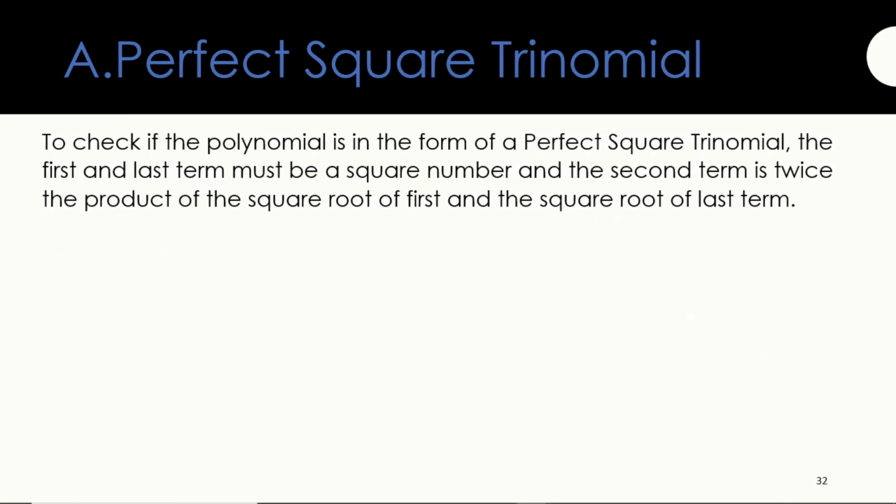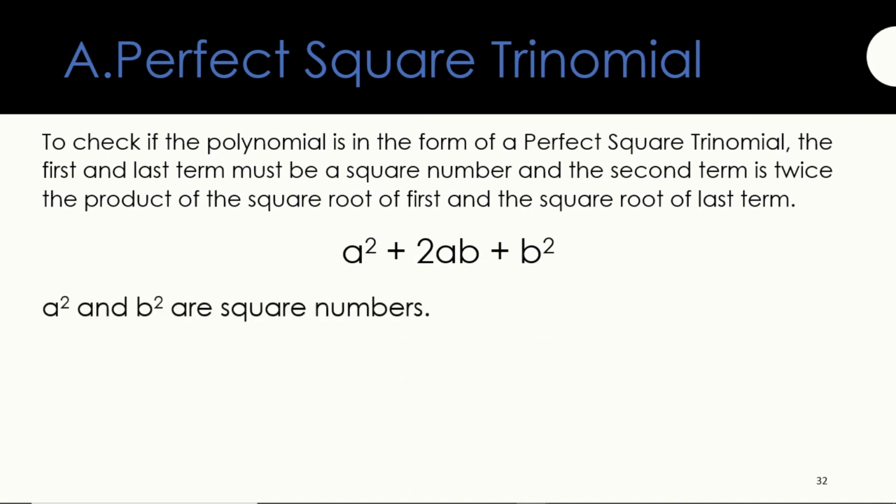To check if the polynomial is in the form of a perfect square trinomial, the first term and last term must be square numbers, and the second term is twice the product of the square root of the first and the square root of the last term: a squared plus 2ab plus b squared. So to check this, a squared and b squared are square numbers.